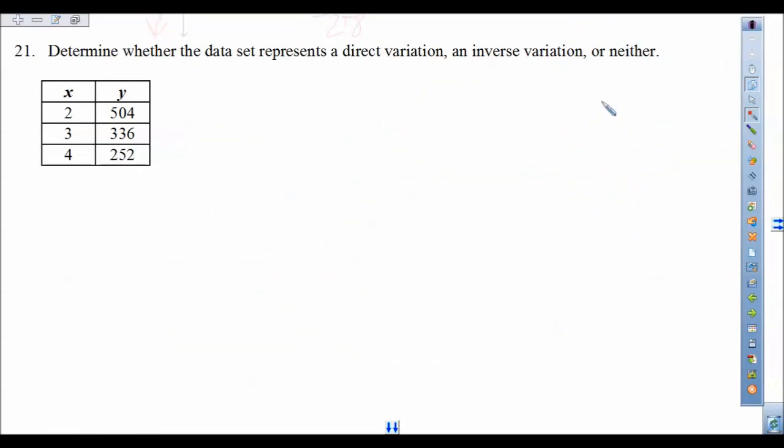Alright, final question for this video, and we'll do the other ones on another video. Let's determine if this set is direct variation, inverse variation, or neither. We just did inverse variation, right? That was y equals k divided by x. Direct variation is y equals k times x. So we've got to figure out which one this set of data fits. You can use the x's and y's, plug them in, and figure out what k is. And if you get the same k, then that's the variation that we're using.